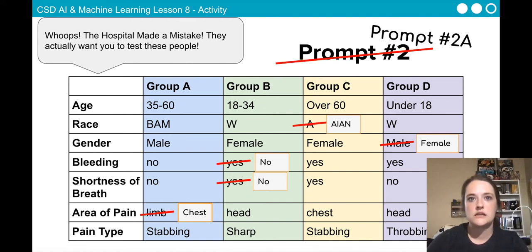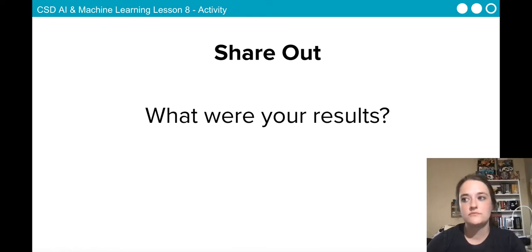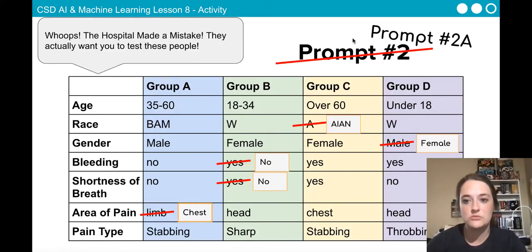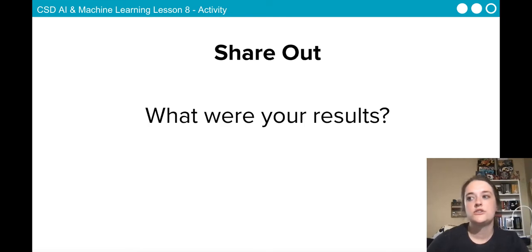And see what your results are. Make a note on the discussion board that this is 2A and not 2, okay? So put your results on the discussion board.